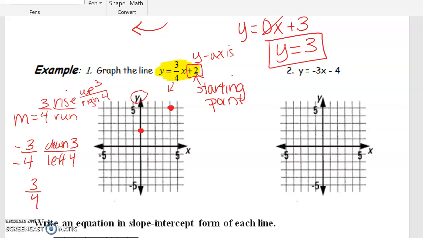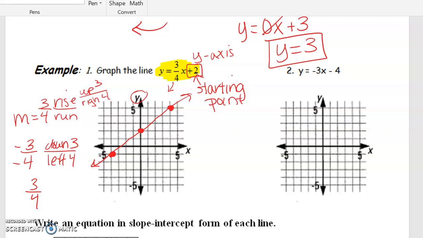And let's see what that looks like on our graph. I could go down 3 and left 4. Notice how that still extends my line out in a straight direction to the left and to the right. All right, and I graph my line.